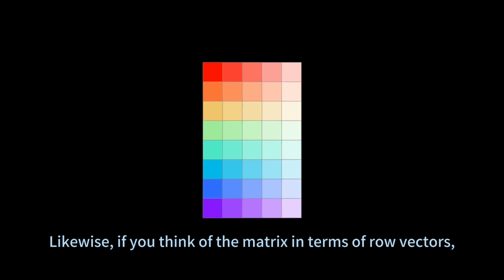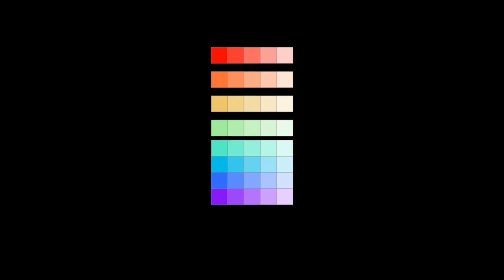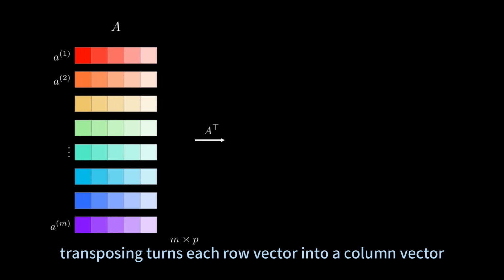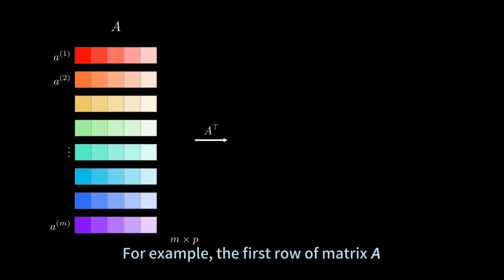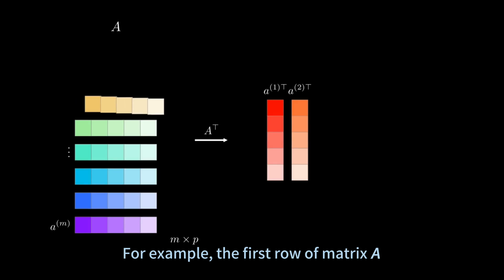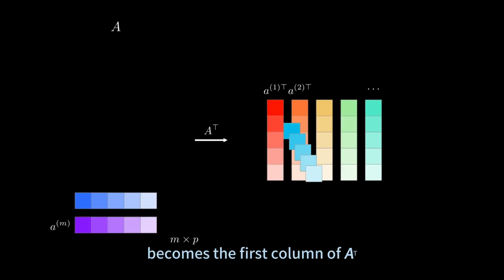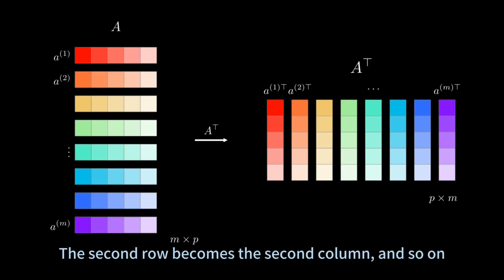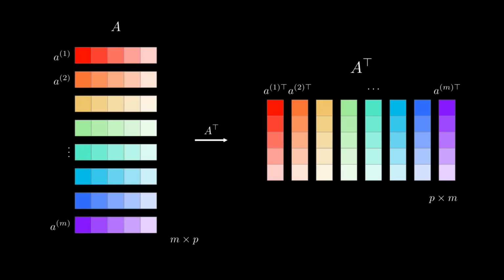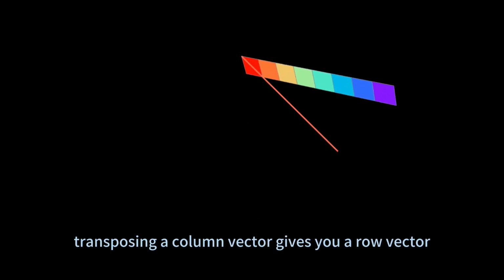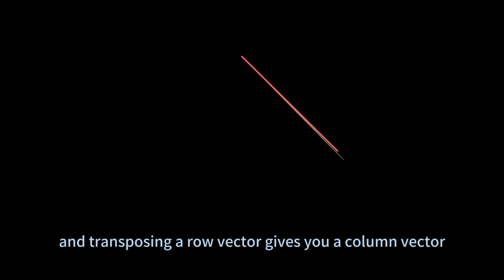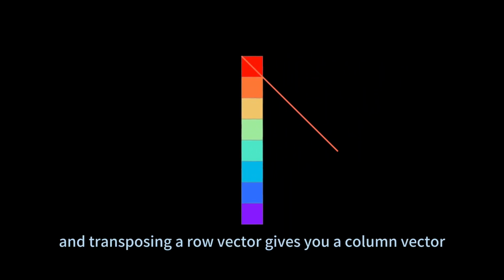Likewise, if you think of the matrix in terms of row vectors, transposing turns each row vector into a column vector. For example, the first row of matrix A becomes the first column of A transpose. The second row becomes the second column, and so on. As we mentioned in an earlier video, transposing a column vector gives you a row vector, and transposing a row vector gives you a column vector.